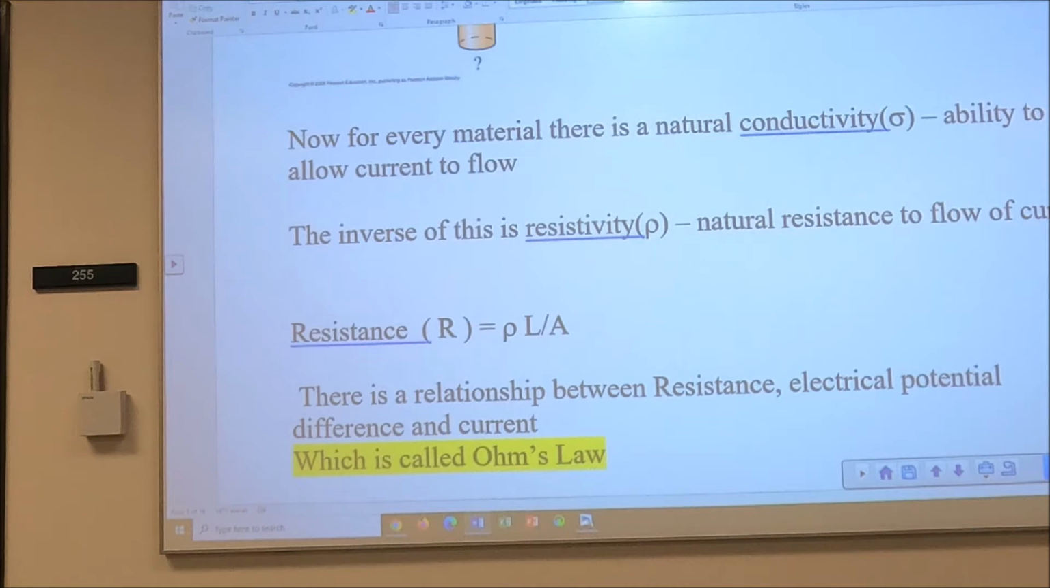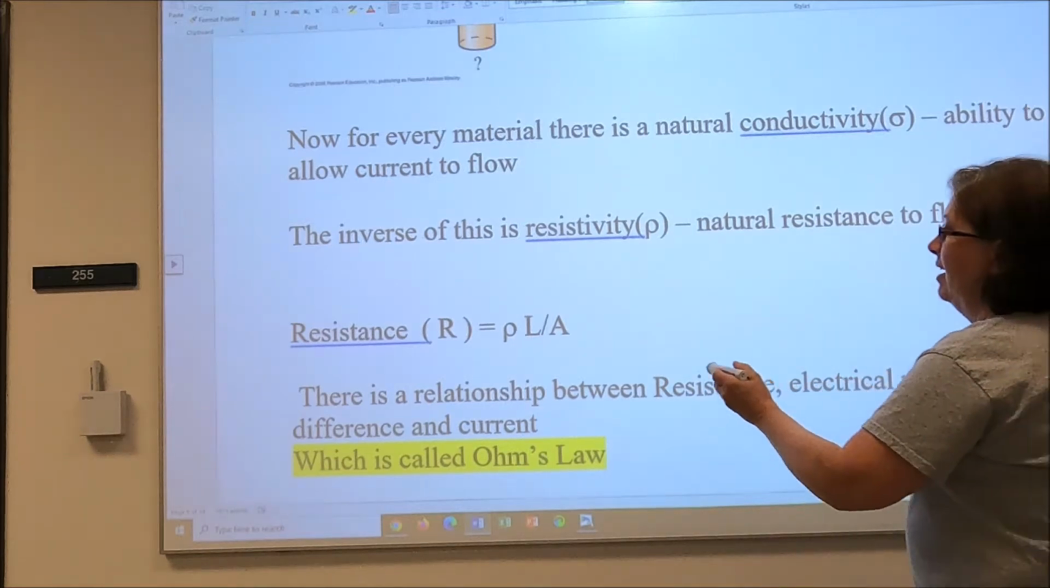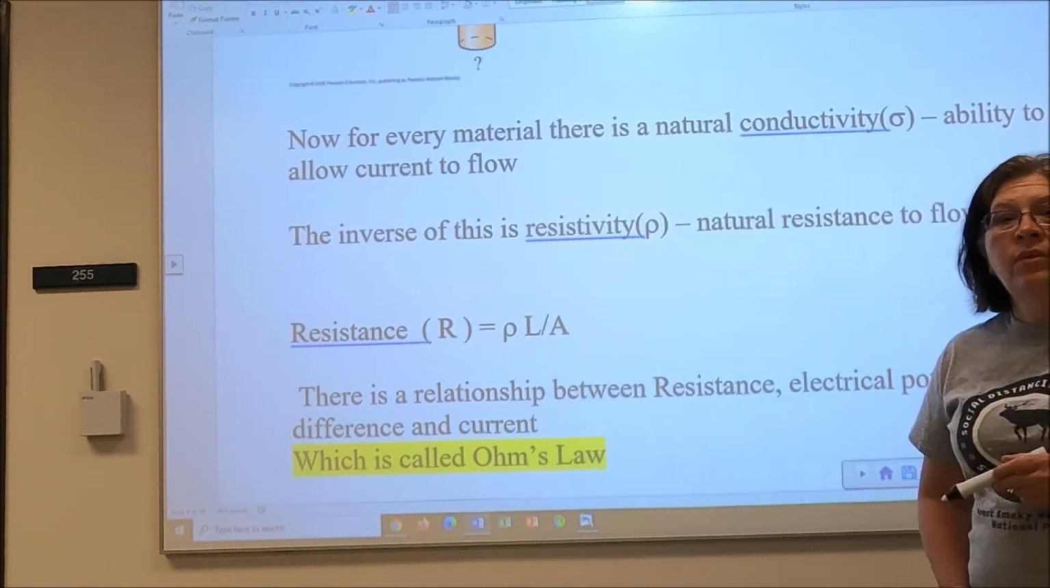Not every material is a good conductor. Every material has its own natural conductivity, its ability to let current flow. Conductors like metals have good conductivities. Something like a piece of paper has a poor conductivity. The inverse of conductivity is resistivity, the resistance of a material to the flow of current. Resistance, R, is resistivity times length divided by area.